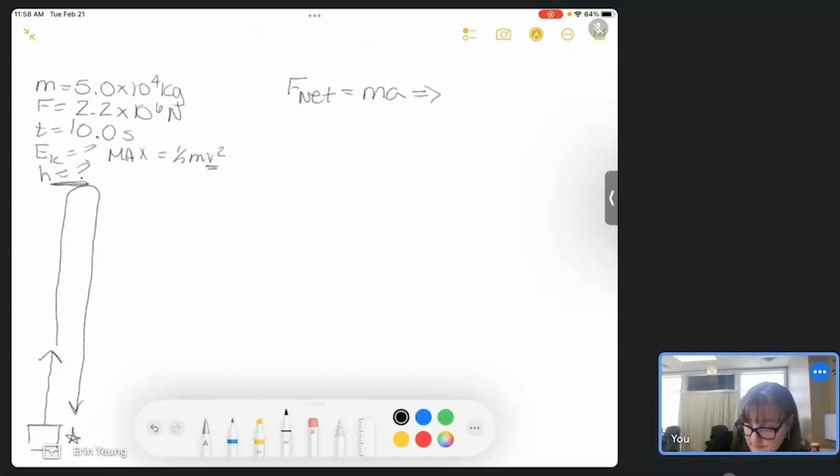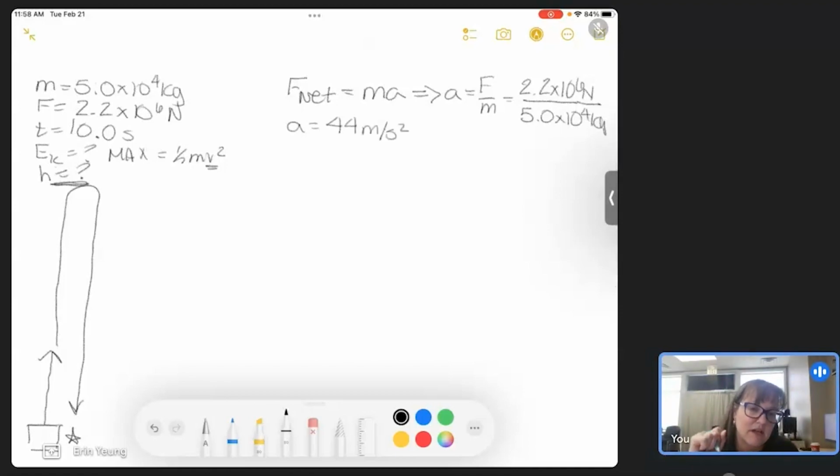So acceleration is equal to force over mass, which is going to be our 2.2 times 10 to the 6 newtons over 5.0 times 10 to the 4 kilograms. That means our acceleration is going to be 44 meters per second squared. I do not have that in proper significant digits because it's not one of my final answers. So you can, and I often encourage you to, keep a few extra decimal places. Because this divided beautifully, I did not need to, because it's an exact number.